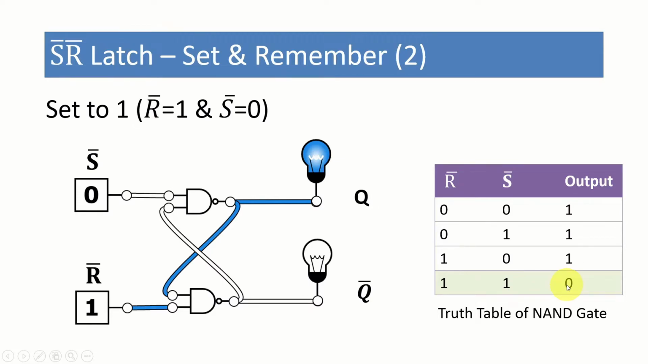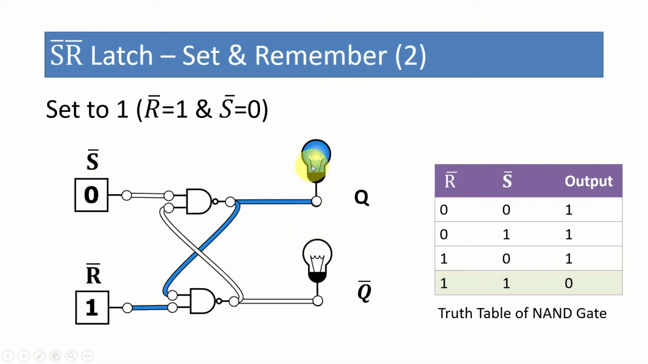Therefore, when it comes to input 0, if we can see that at least one input is 0, we can say that the output is 1. But when it comes to 1, we have to check both the inputs, and only if both are 1 can we say that the output is 0. So this is the logic that we are going to use to understand the functionality of the S bar latch.